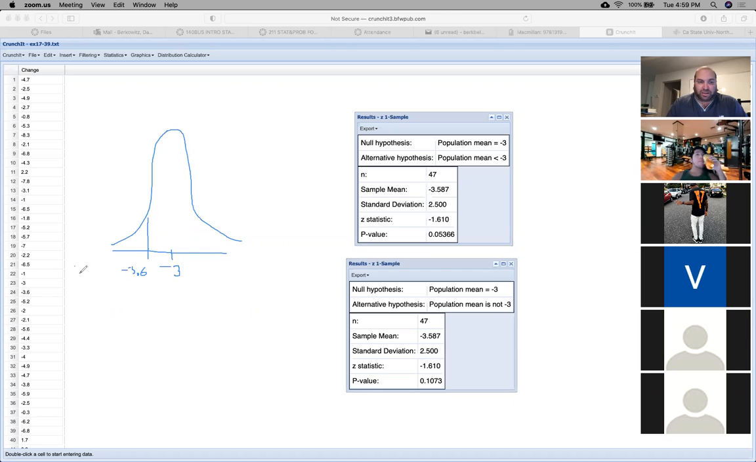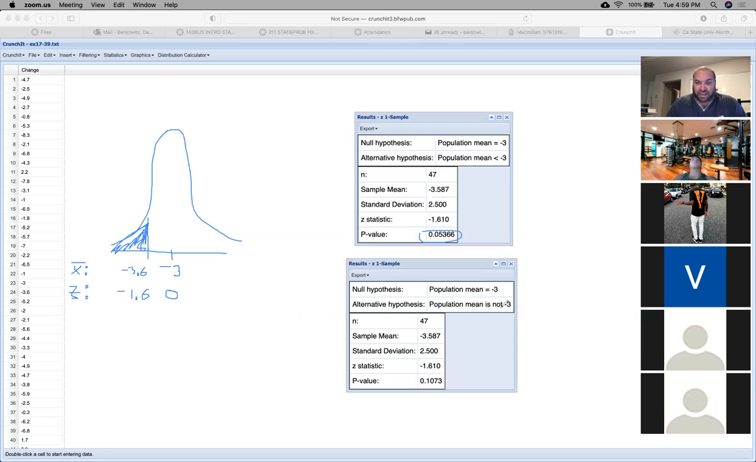If this is my data line, and I compute everything to a z-score, then negative 3 being the mean will become 0, and negative 3.6 will become negative 1.6. That's by following the formula z equals x bar minus mu over sigma over the square root of n. My p-value is the probability of being in here because it's one-sided, less than. In my case, it gave me a 5% chance.